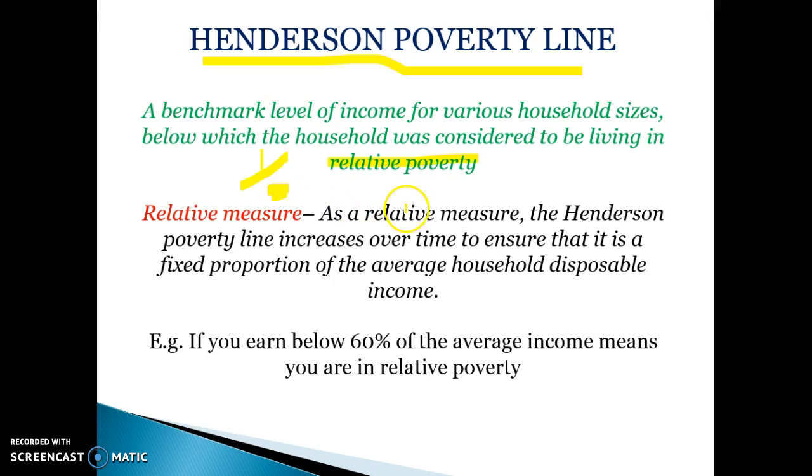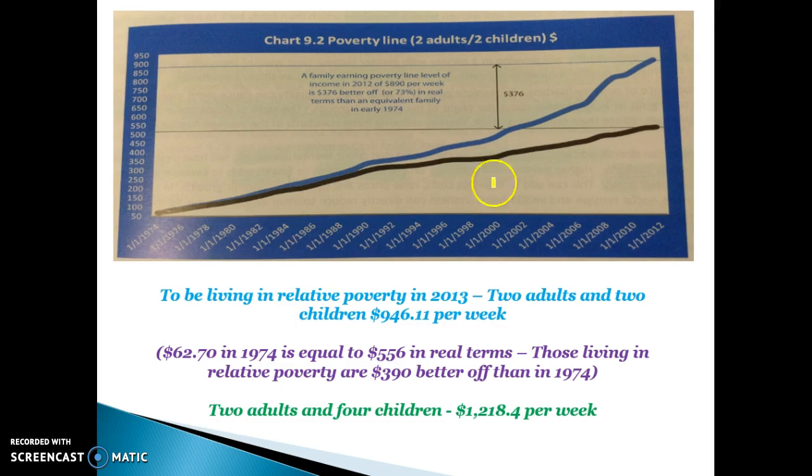As a relative measure, the Henderson poverty line increases over time to ensure that there's a fixed proportion of the average household disposable income. So the Henderson poverty line basically represents about 60% of average income. If you have a look at this graph, the blue line represents the Henderson poverty line. Anybody earning less than that amount at that point in time is living in what we call relative poverty. So if you're in this area below the line, you're in relative poverty.